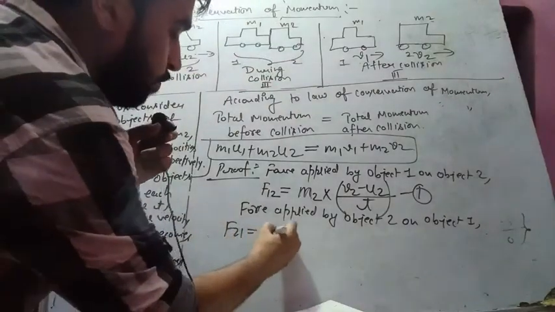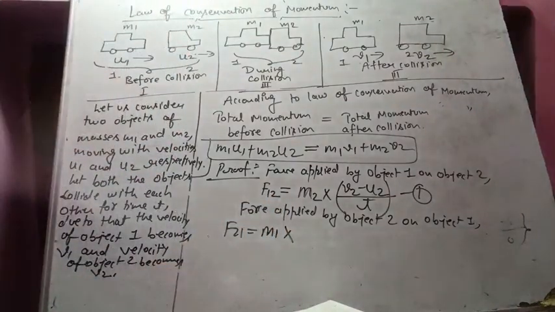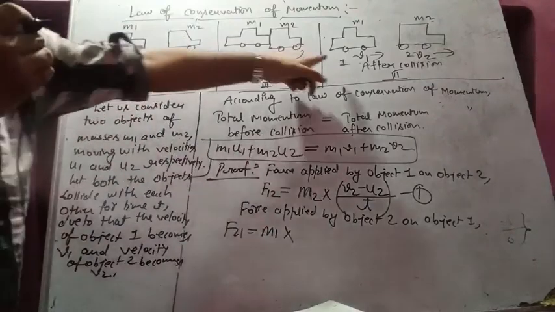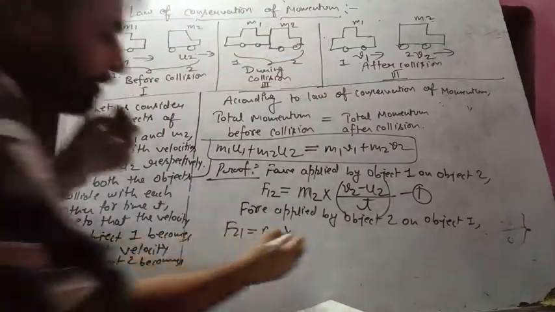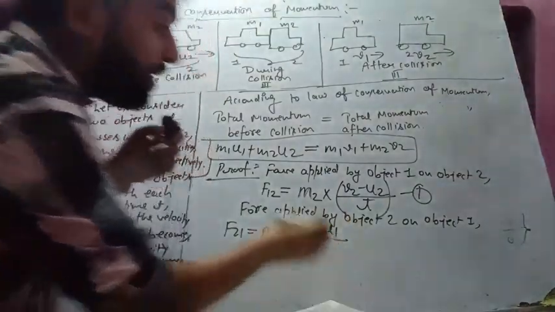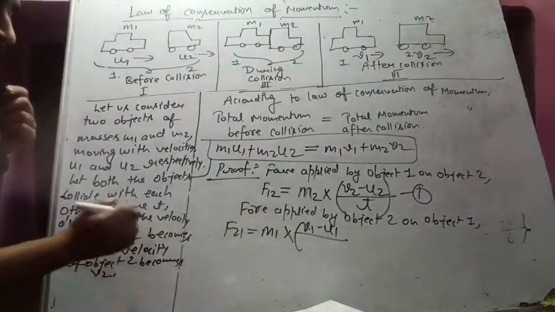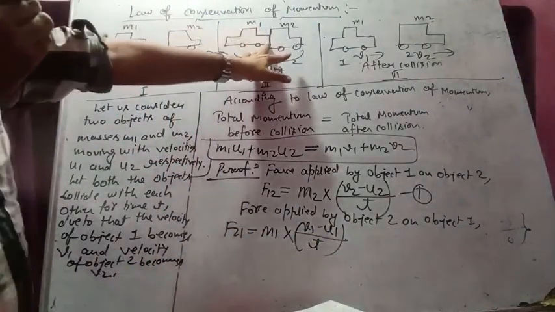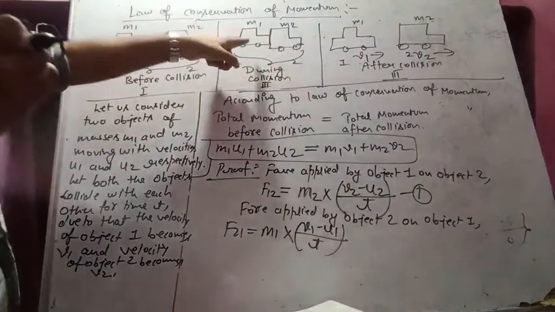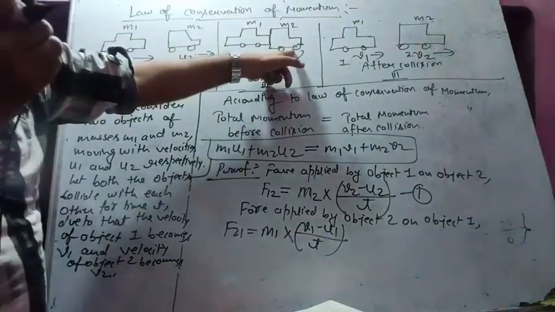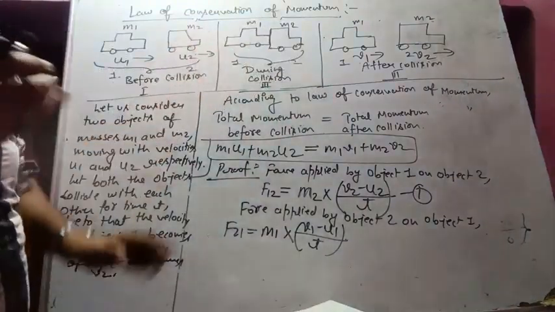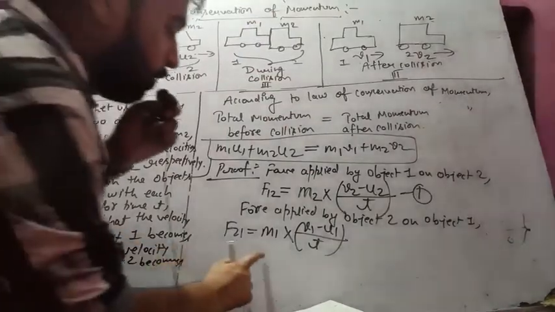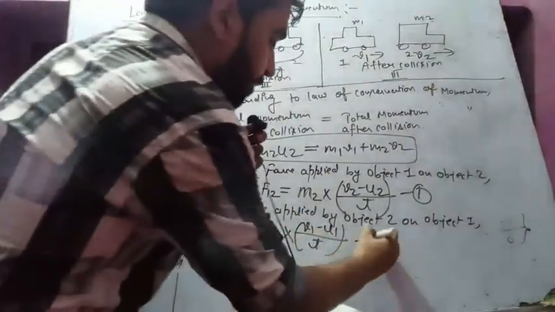So F21 is equal to, what is the mass of object 1? m1. What is the acceleration of object 1? Earlier it was moving with u1 velocity, now it is moving with v1 velocity. So what is the acceleration? v1 minus u1 upon what should be the time? Time will remain same, t. We will not write t1 and t2. Why? Because both the objects have collided for the same duration. 1 will apply a force on 2, 2 will apply a force on 1 for the same time duration. For t time both have collided. So F21 is equal to m1 into v1 minus u1 upon t.